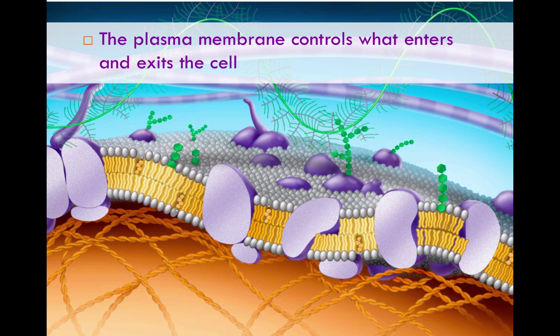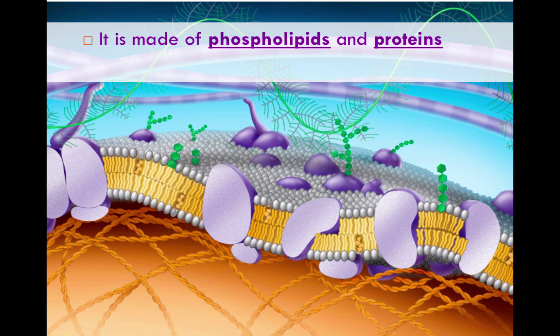The plasma membrane controls what enters and exits the cell. It is made up of phospholipids, which is a type of lipid, and proteins. If you look at this picture here, do you see all these yellow squiggly things? Those are all phospholipids. Notice it's in two layers. It separates the inside of the cell from the outside of the cell.